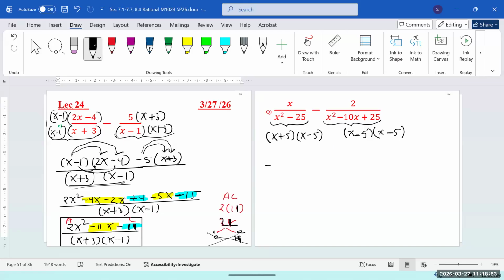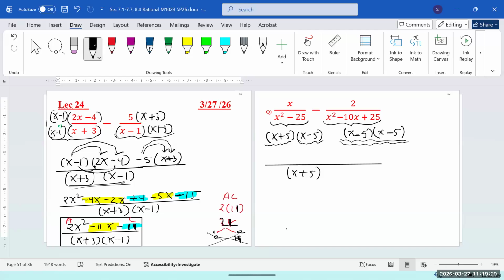So when we look for the LCD, we take everything. For example, we have x plus 5 here. Do you have any x plus 5 on the second denominator? No. So you have to take this x plus 5. And then we have x minus 5 here. Do you have x minus 5 on the second denominator? Yes, ma'am. So how many of them do we have in the second denominator? 2. And how many do we have on the first denominator?